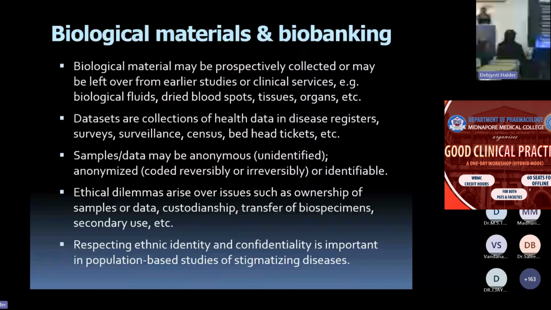Ethical dilemmas can arise over issues such as ownership of samples or data, custodianship, transfer of biospecimens. You collect specimens in one institute, then another institute requests them for research, and you hand over to them. Your patients had given samples to your institute, they were not told that they were going to be handed over to another institute. So these issues may be important, and respecting ethnic identity and confidentiality is important in population-based studies of stigmatizing diseases. Okay. So these are some of the issues dealt with by the ICMR guidelines.